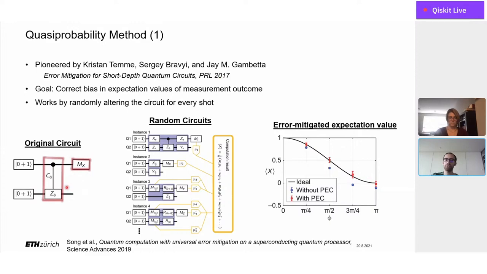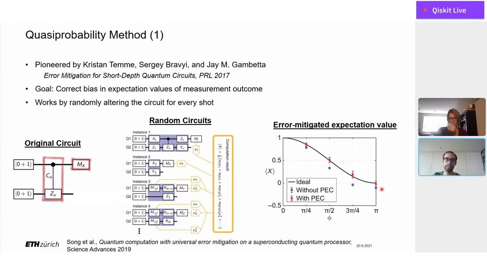Now, if you just take this circuit here on the left, and you try to realize it as is on the quantum computer that they had, you would get these blue points here. And you see that due to the noisy nature of their quantum computer, the expectation value that they observed was significantly off the value that it should have been if there were not any noise.